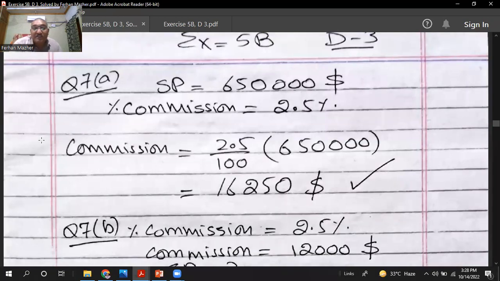Okay, so question number 7, A part, he says the sale price is $650,000. Percentage commission is 2.5%. So his commission will be 2.5 divided by 100, multiply 650,000, and the answer will be $16,250. So his commission will be $16,250.